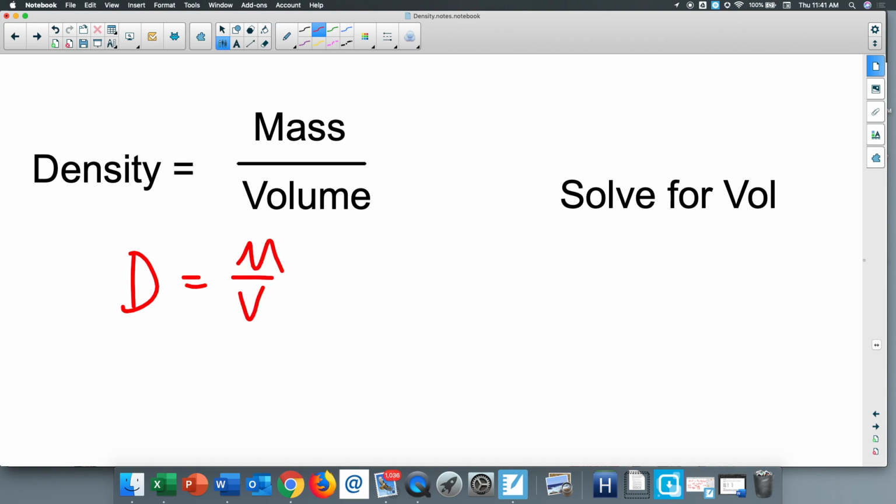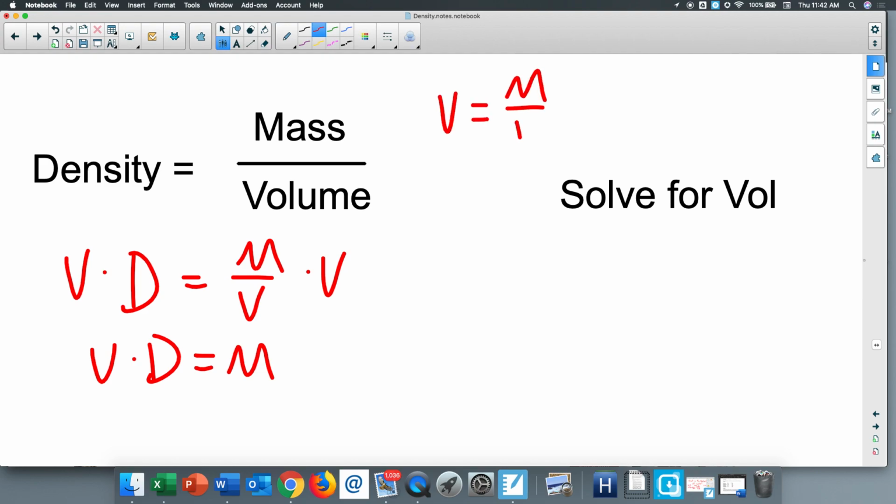Multiply by what? No. I want to get this out of the denominator. I'm going to multiply by V. If I multiply both sides by V, that gets this thing out of the denominator. So V times D equals M. If I want to isolate V, what am I going to do to both sides? Divide by density. So our final equation is V equals M over D.